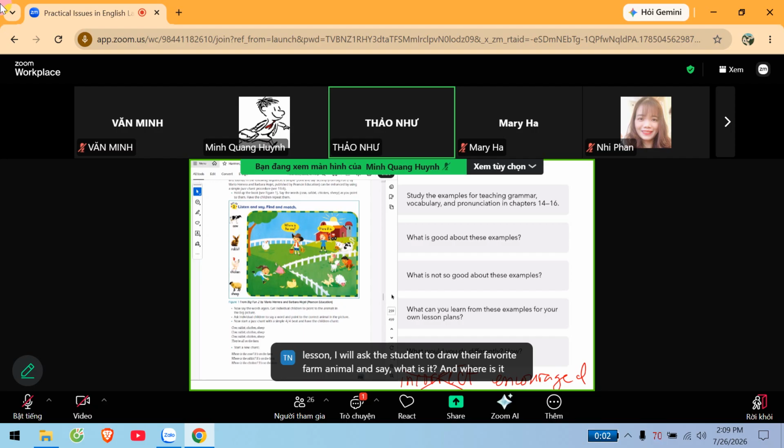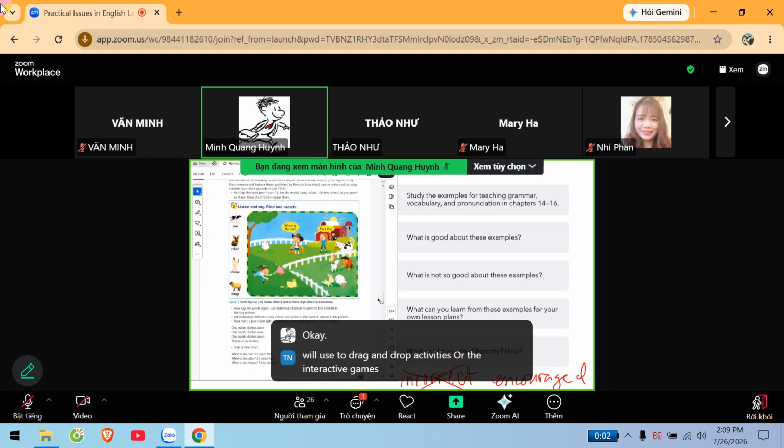If my classroom has a smart board or tablet, I will use it for drag and drop activities or other interactive games. Okay, thank you, Group D.